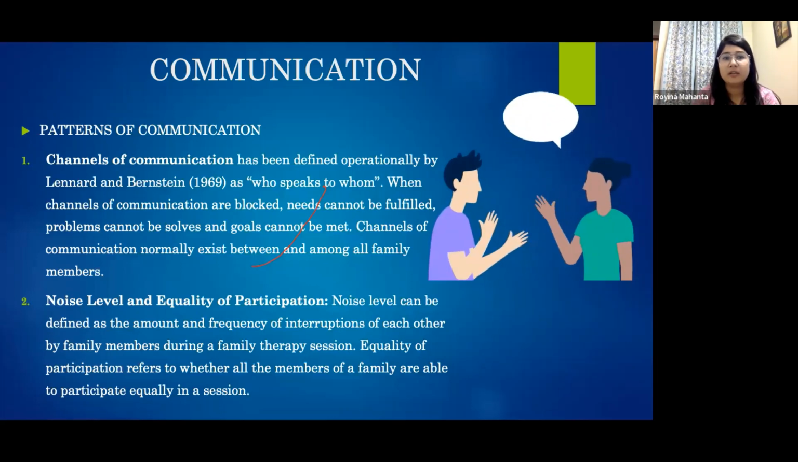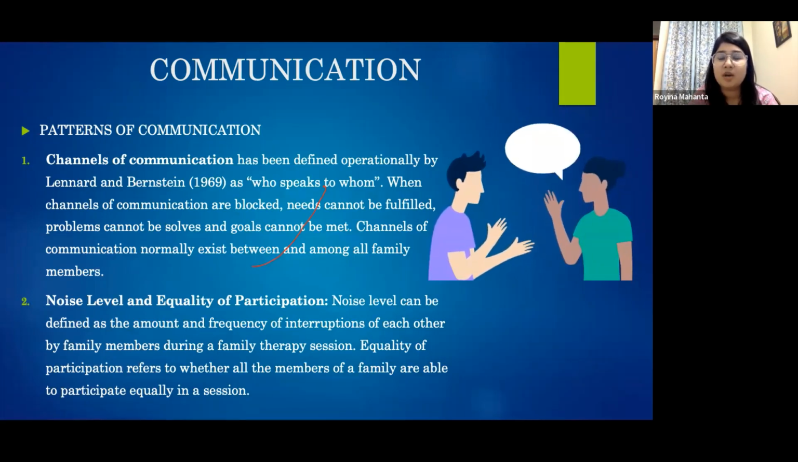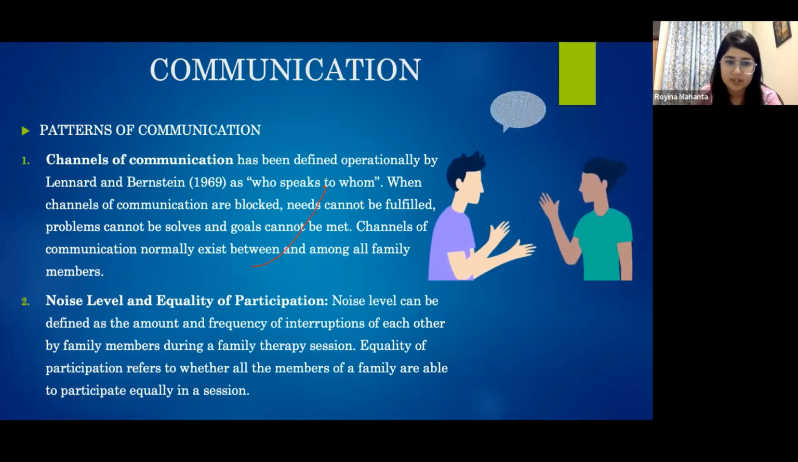Noise level is basically the amount and frequency of interruptions of each other by family members during a therapy session. When family therapy is going on, the therapist usually sees the whole family together. At the outset of the session, we tell them that they will be given turns, they have to speak one by one, and they should not interrupt each other. However, sometimes they don't listen to each other and start interrupting and talking over each other. This leads to a high noise level, and as a therapist you will not be able to understand who is saying what, because everybody is interrupting each other. When noise level is low, this kind of chaos is not happening and everyone is speaking only when their turn comes and listening to each other.